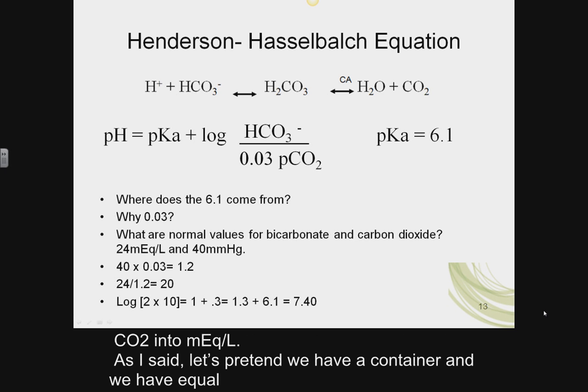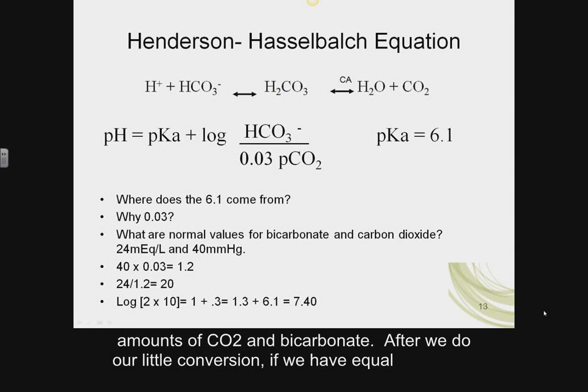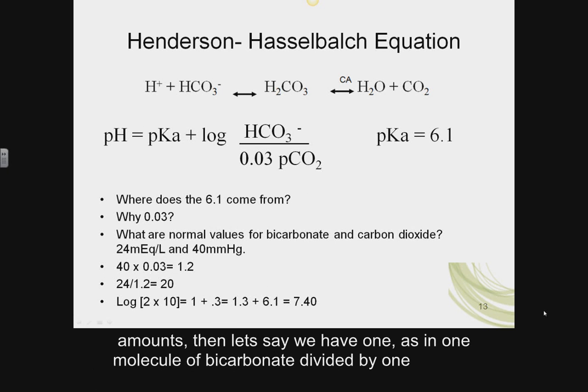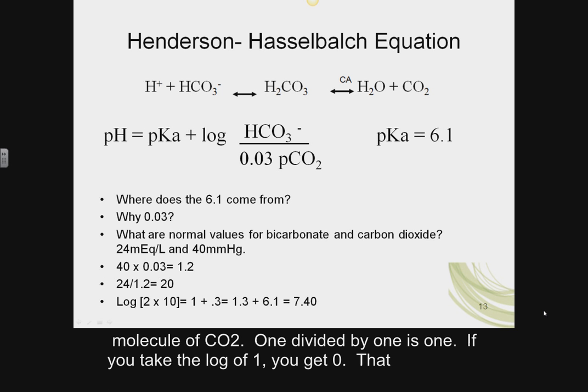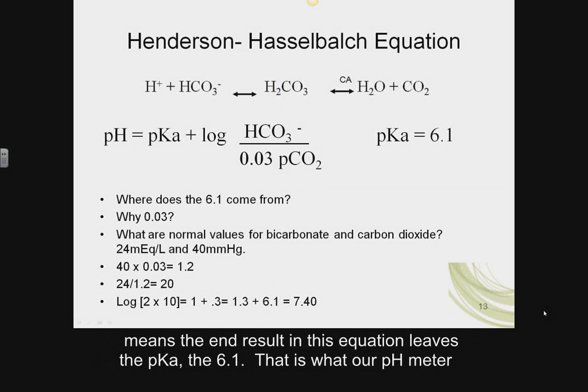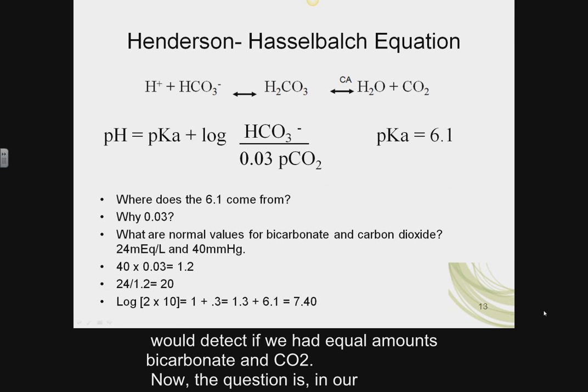As I said, let's pretend we have a container and we have equal amounts of CO2 and bicarbonate. After we do our little conversion, if we have equal amounts, then let's say we have 1 molecule of bicarbonate divided by 1 molecule of CO2. 1 divided by 1 is 1. If we were to take the log of 1 as shown in this equation, you would get 0. That means the end result in the equation leaves the pKa, which is 6.1. That is what our pH meter would detect if we had equal amounts of bicarbonate and CO2.